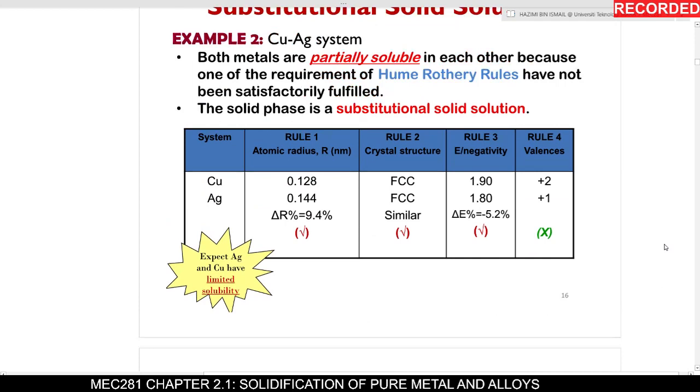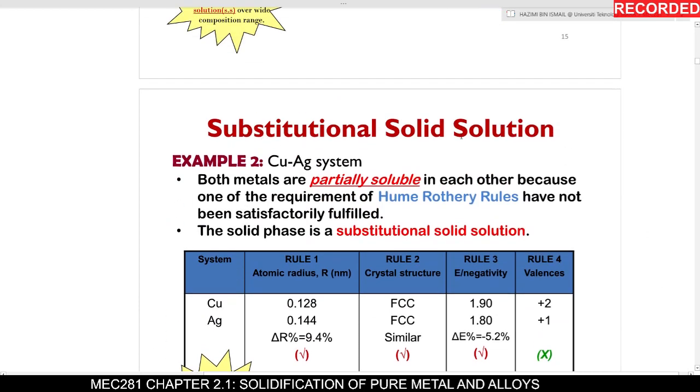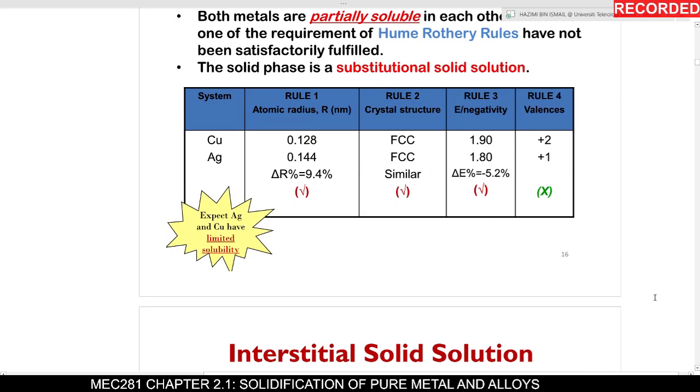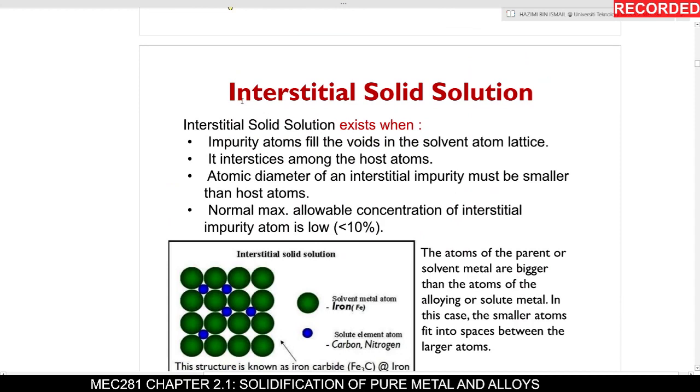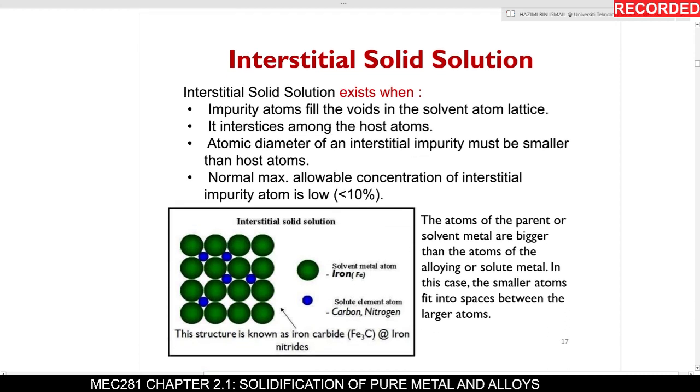We know before that we have two types of solid solution. One is the substitutional solid solution, as we discussed before the break, and now we have to learn the other type of solid solution, which is called interstitial solid solution. The interstitial solid solution exists when impurity atoms fill the voids, the space between the atoms here. We call them the voids.